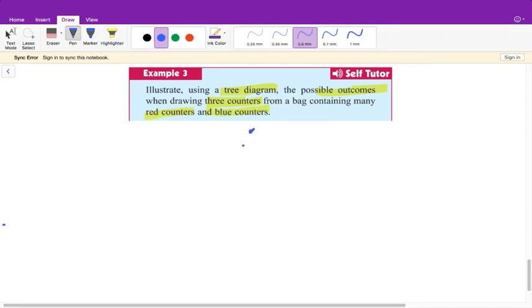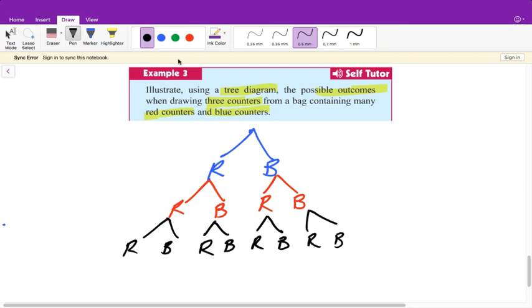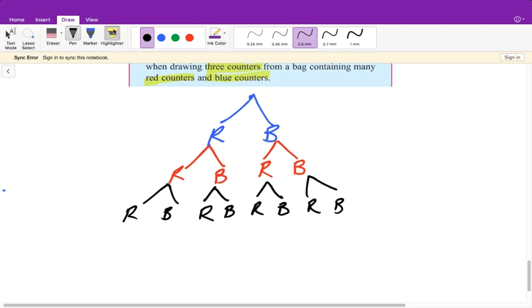So the first thing is we're starting here. We draw 1 counter. We can have 2 options, red or blue. Now regardless of what happens first, from this point we're drawing another one, and it can be red or blue, red or blue. And then when we draw our third one, same thing. It can be 2 options, red or blue, red or blue. So every single time that you create a new event, you're looking and saying what options can take place.